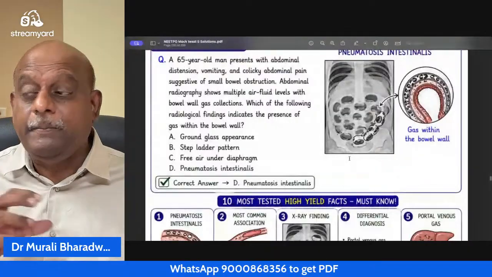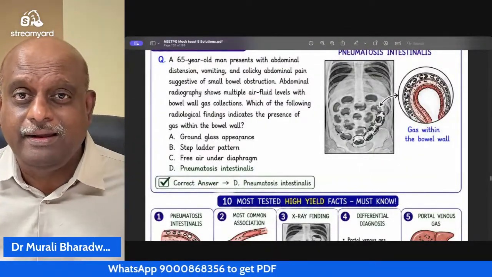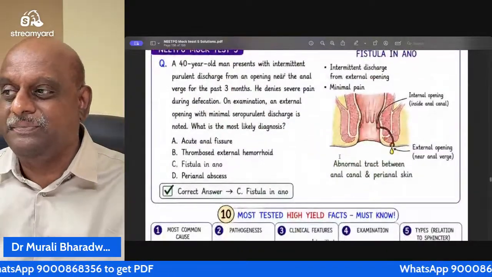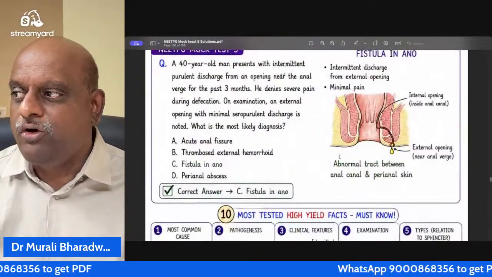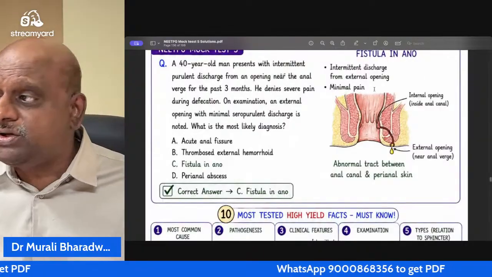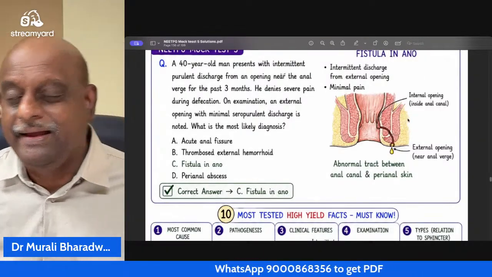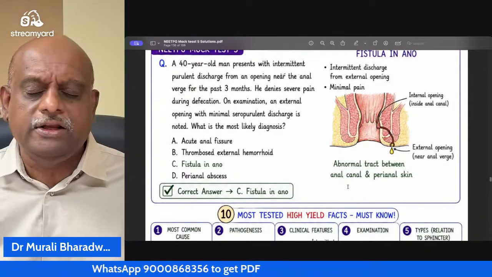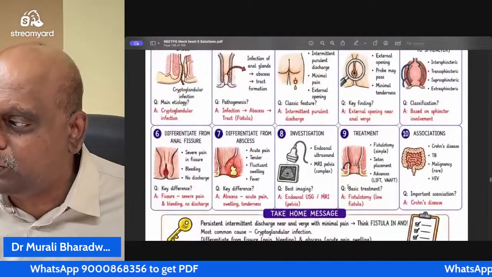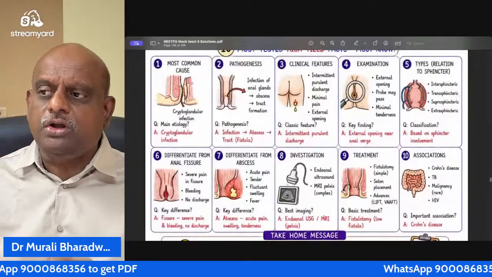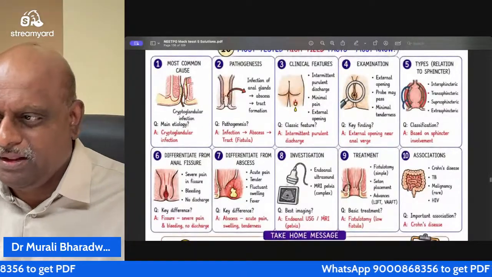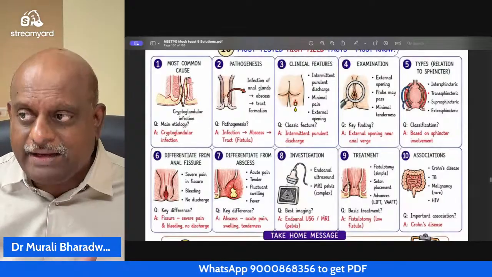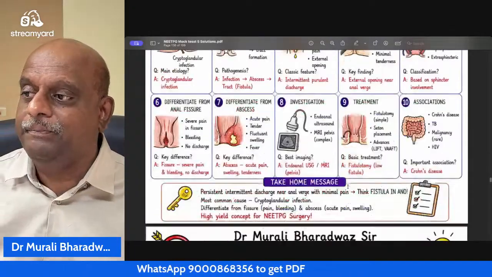65-year-old, multiple air fluid levels with bowel wall gas collection, which is indicative of pneumatosis intestinalis. 40-year-old, intermittent discharge from the external opening with minimal pain. Abnormal tract between anal canal and perianal skin is fistula in ano. You need to know what is Goodsall's rule. The most common cause is cryptoglandular infection of the anal glands, is what we need to remember.